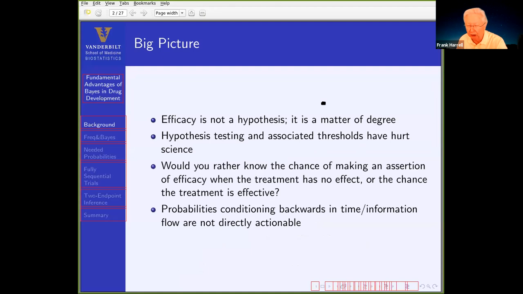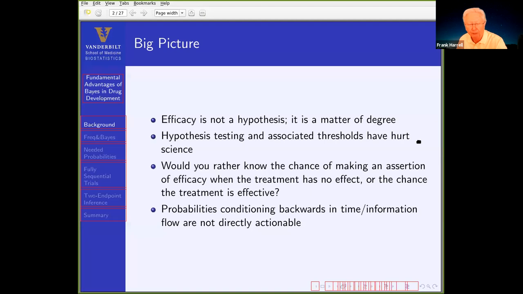So I want to start out with what I think is a big picture look. And the first thing that might take some people by surprise, but I've come to believe this pretty firmly over the last decades, is that efficacy is not a hypothesis, but it's always a matter of degree. And so analyses need to be consistent with that. Hypothesis testing and associated thresholds have hurt science to an almost unmeasurable degree. And of course, I don't need to tell this audience about the p-value threshold controversy that's front and center.